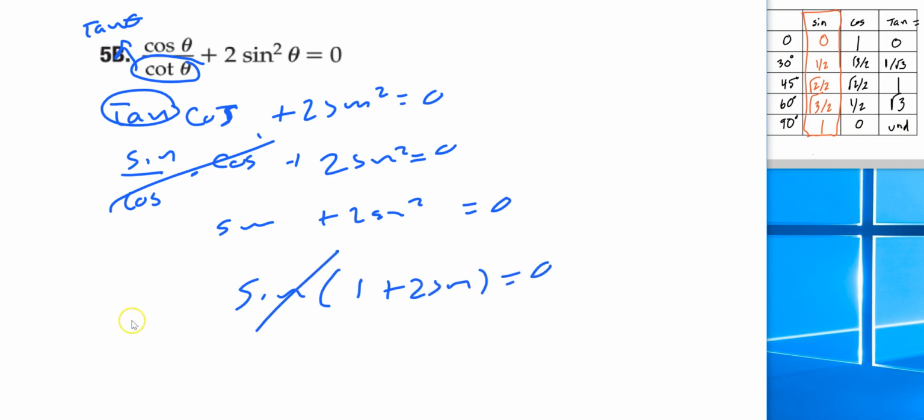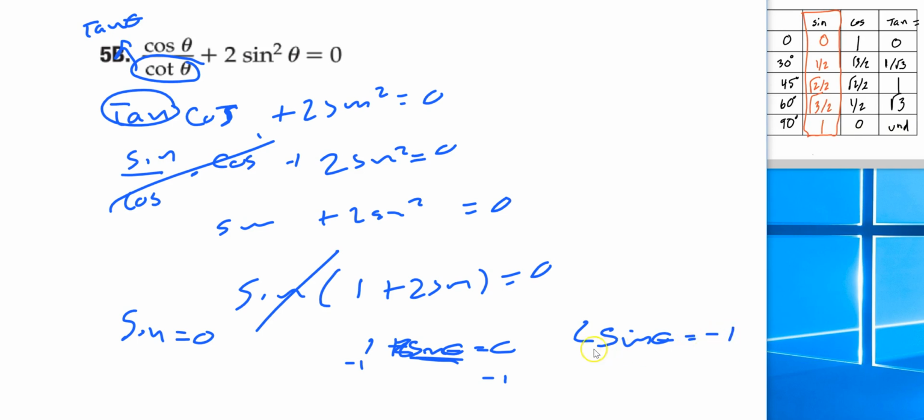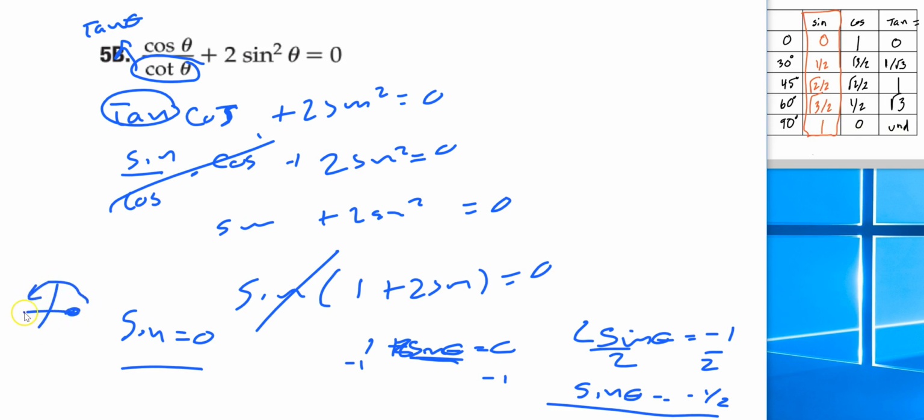We're going to split each one. Sine theta equals 0. 1 plus 2 sine theta equals 0. Solve for theta. Subtract the 1. And I get 2 sine theta equals negative 1. Divide by 2. Sine theta equals negative 1 over 2. Remember, you're not done with these two. You still got to find where that happens. So sine of 0 is what we talked about earlier. Where does sine equal 0? It happens at 0. But it also happens on the opposite side at 180.